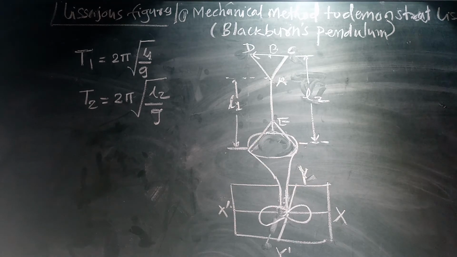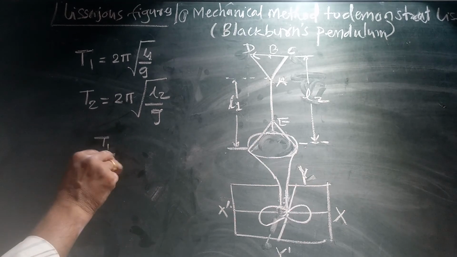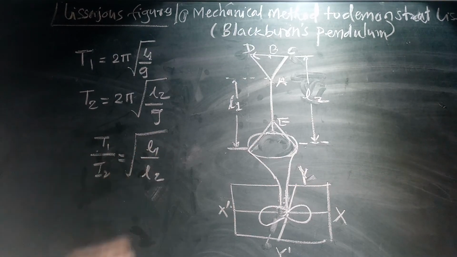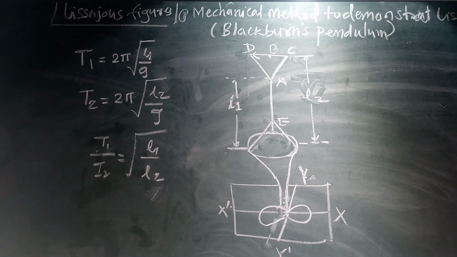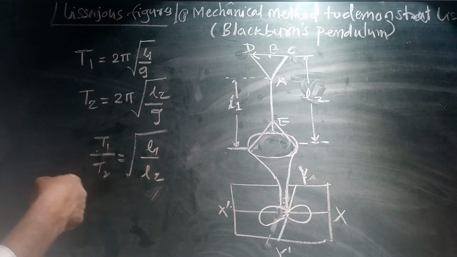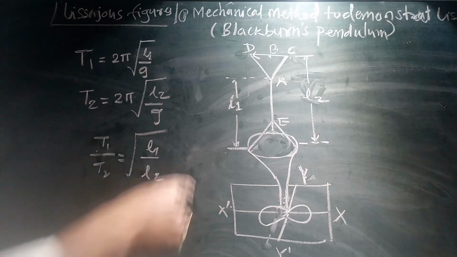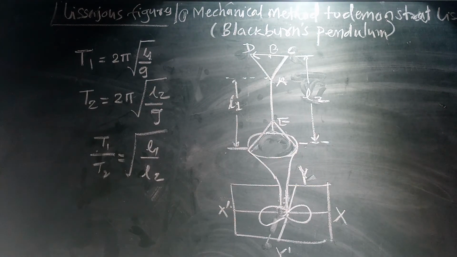Now from these two equations, I will write T1 upon T2 is equal to under root of L1 upon L2. So this is the final equation for the periodic times. If one thing is known, then the other can be calculated. By changing L1 and L2, we can adjust the different ratios of the time period, and different types of Lissajous figures are obtained. So this is about Blackburn's pendulum.